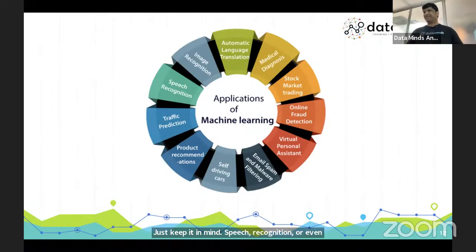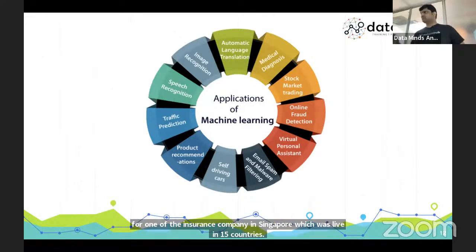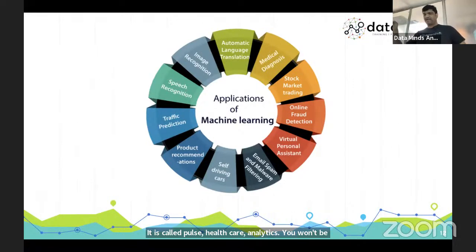You speak, and it has the unique ability to identify your voice, identify your eyes. We developed a few applications for one of the insurance companies in Singapore, which was live in 15 countries. It is called Pulse Healthcare Analytics. You won't be able to download it here in India, but people in Vietnam, Cambodia, and Singapore, approximately 15 countries, have it in their Google store. They can just check out Pulse Healthcare Analytics. We developed some machine learning applications as part of it, a great project.